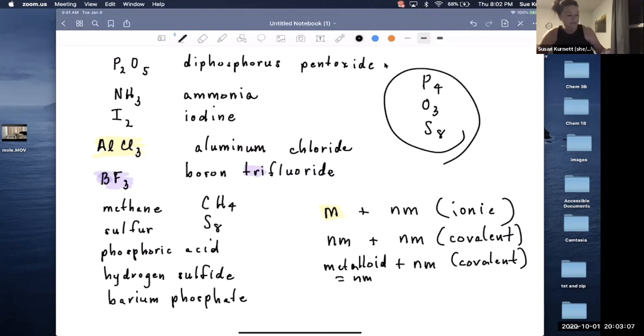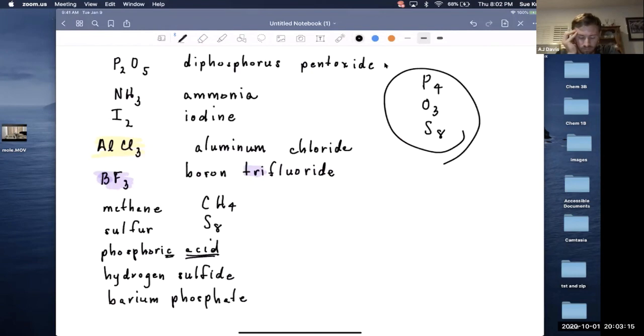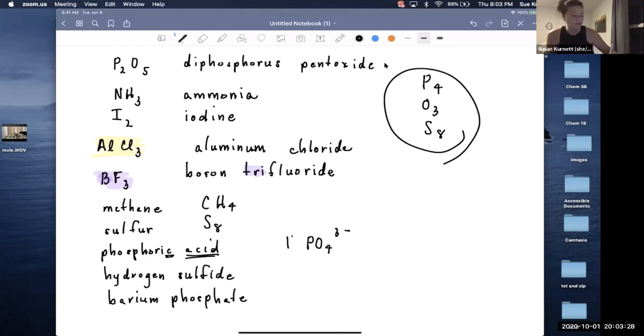Okay, phosphoric acid. So I know it's an acid because it's in the name. And ic acids come from ates. So what is the formula for phosphate? PO4, 3 minus. So that means I need to add 3 hydrogen ions to make something neutral. That is phosphoric acid.